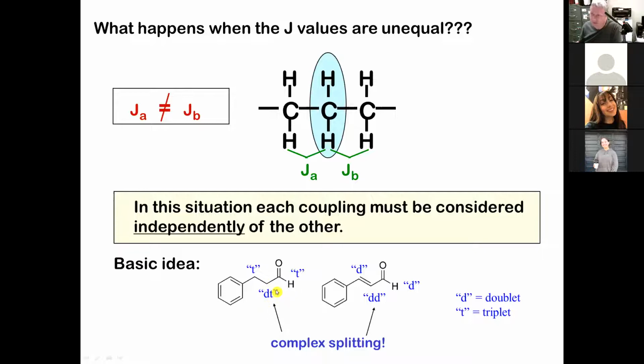It's the same idea. This is another case. On the left, it's a normal doublet. On the right, it's a normal doublet because there's a single neighbor, right? But the central one sees a doublet on one side and a doublet on the other, and it turns into something called a doublet of doublets. It's kind of weird. We'll see what it looks like in a second, okay? For now, aldehydes are the only thing that do this.